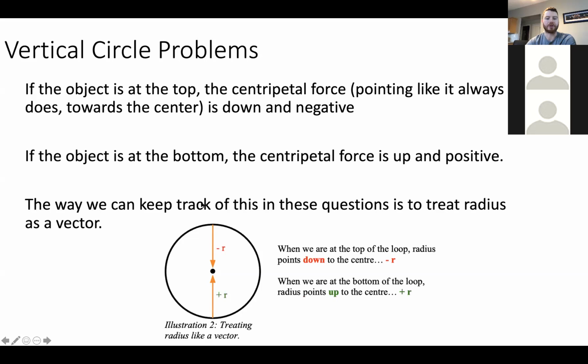And we're going to keep track of these questions using radius as a vector. So at the top, we're going to have a negative radius because it's pointing down towards the center. When the cart is at the bottom of the circle, the radius is going to be positive because it's pointing up towards the center as well.